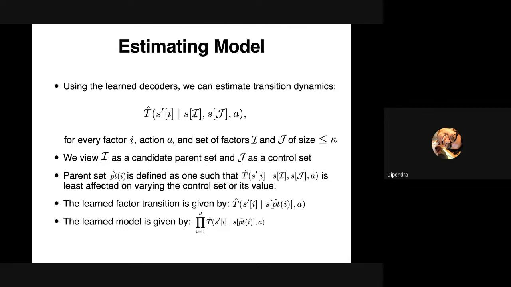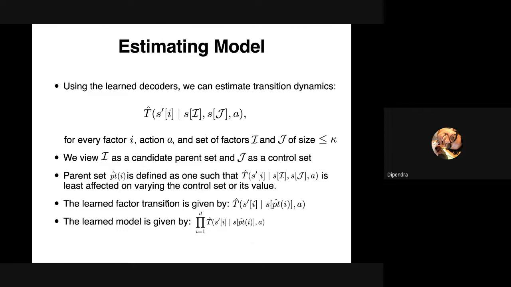Now imagine that if this transition function was learned to good accuracy, and if I was the parent of I, then changing J or changing the value of Sj is not going to affect this transition function, just by the Markov assumption. And so we can define the parent set as the value of I such that the transition function is least affected by varying J or the value of Sj. And once we have the parent function, the transition function for this factor and the overall transition model are straightforwardly given from the factored MDP assumption.